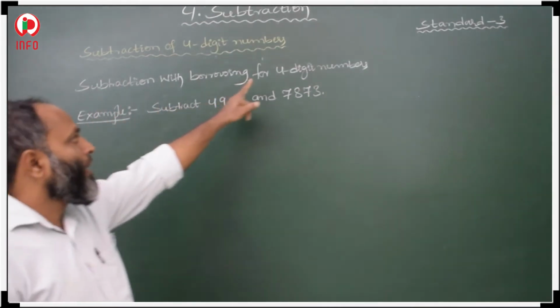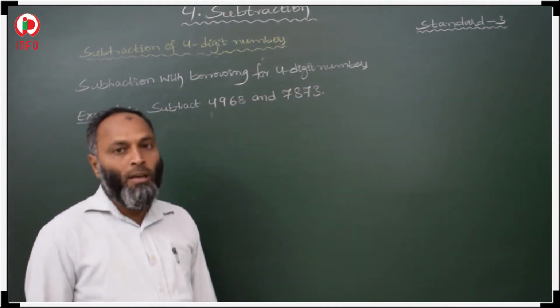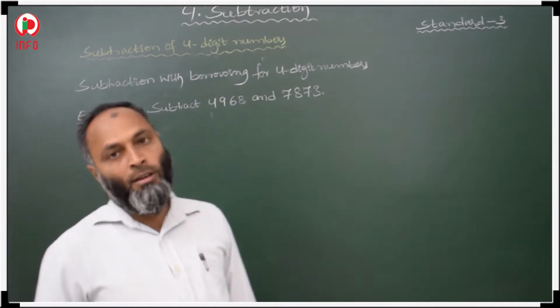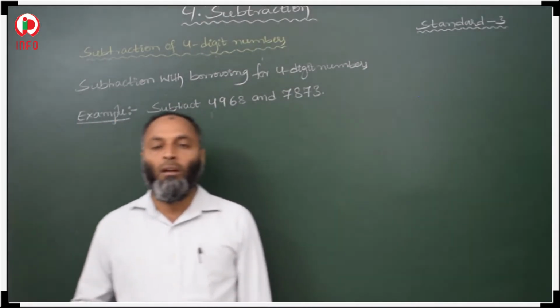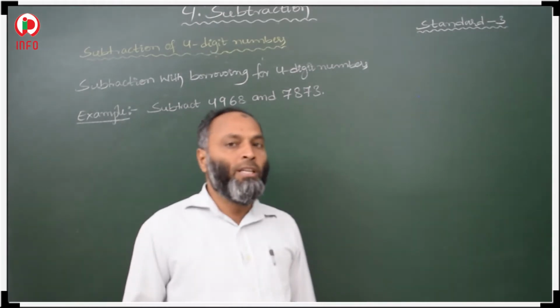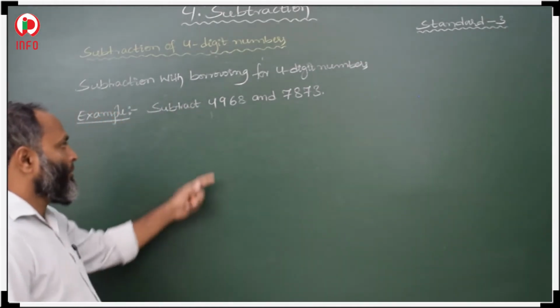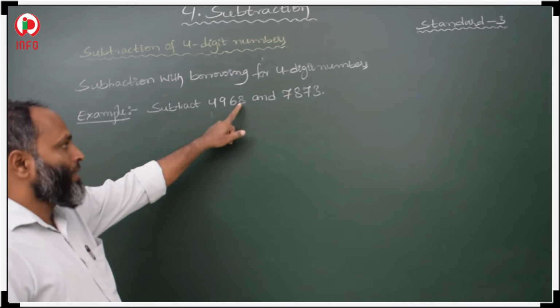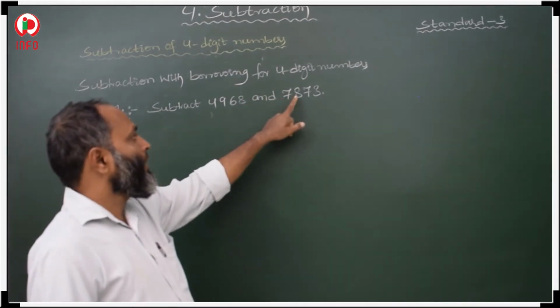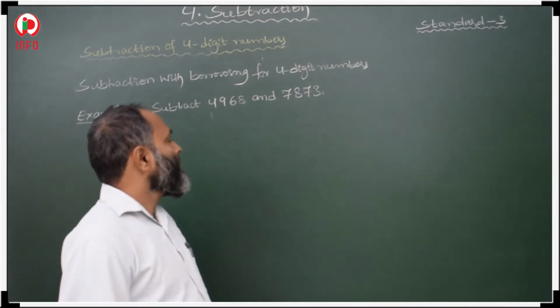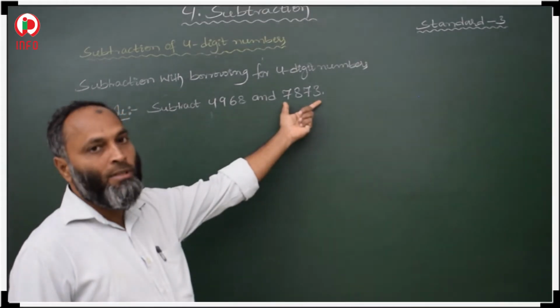Subtraction with borrowing for 4-digit numbers. Now we are going to learn how to borrow in 4-digit numerals. For example, 4968 and 7873 are given. So first we have to take the bigger number first.